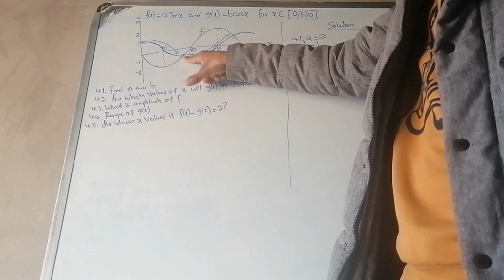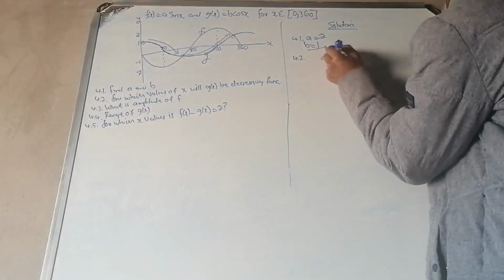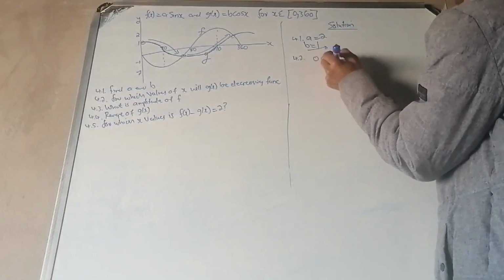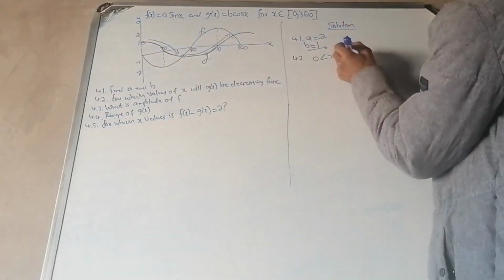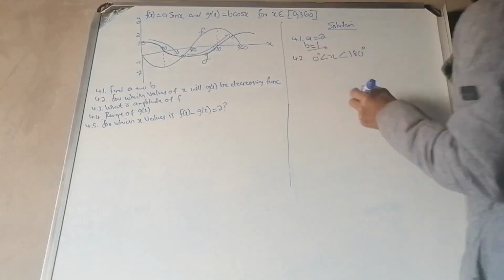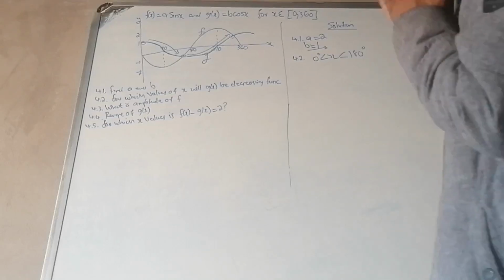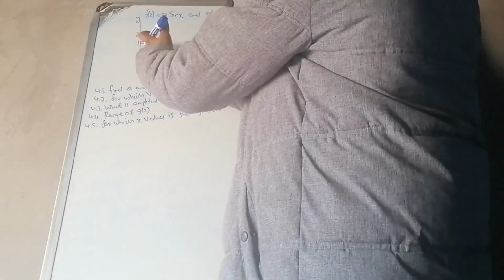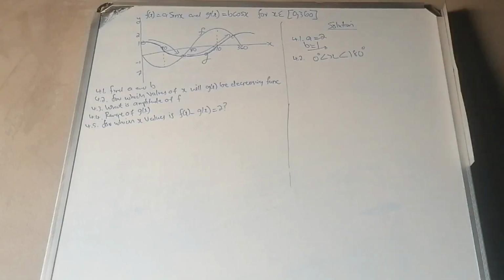So in other words, x must be greater than 0 and also x must be less than 180 degrees. In that interval of x values, I can see my function is decreasing from 0 to 90.